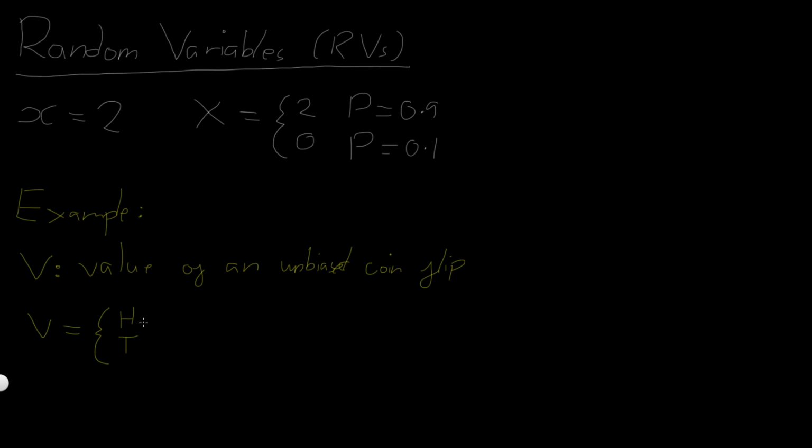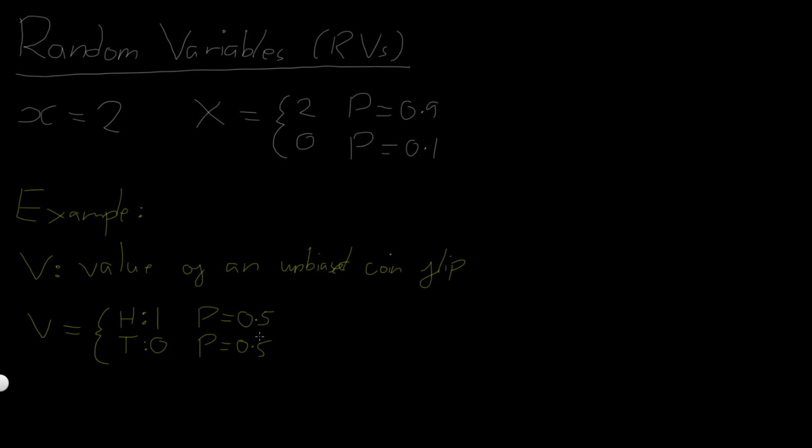More precisely, it would be useful to encode these in numerical form. So I'm going to say a heads maps to a 1, and a tails maps to a 0. And these can happen with probabilities of a half, because it's an unbiased coin. And that is the random variable. We have encoded the uncertainty in the value of an unbiased coin flip.